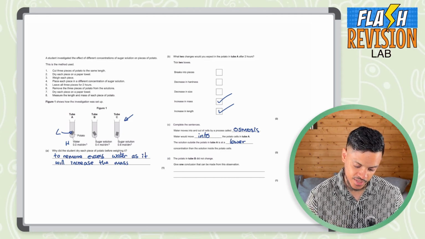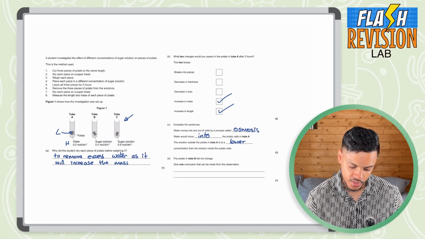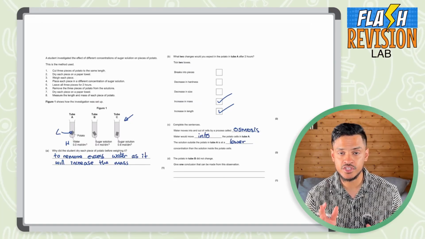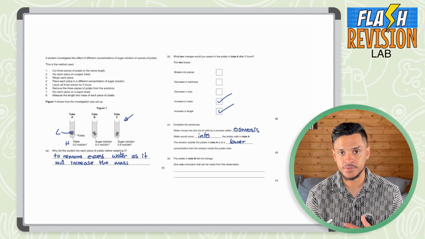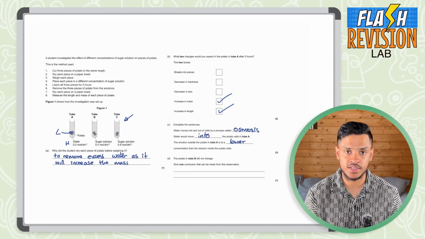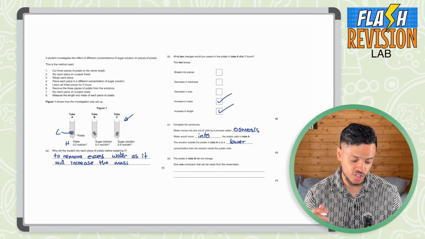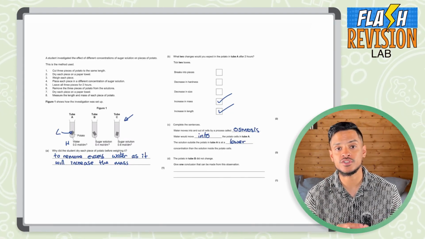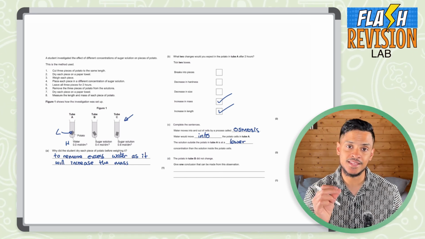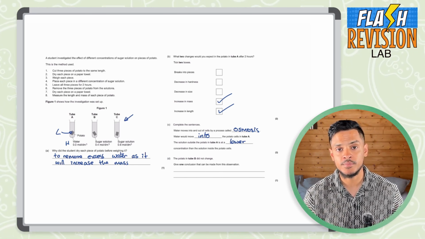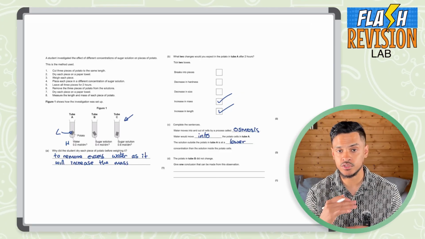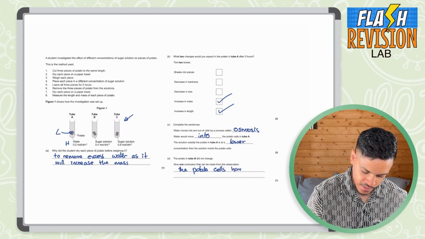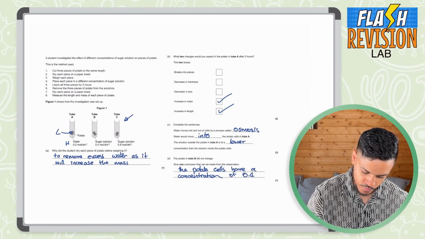Then part D, the potato in tube B did not change. One conclusion that can be made from this observation: if the mass or the length did not change, that means no water has entered or left, or no net water has moved in or out of the cell. The only way that can happen is if the solution outside has the same concentration as the solution inside. So if we know the sugar solution outside is 0.4 mole per dm cubed, it means the inside of the potato is also 0.4 mole per dm cubed, because there's no change in concentration, no change in water concentration, so there's no net movement of water. So the conclusion would be the potato cells have a concentration of 0.4 mole per dm cubed.